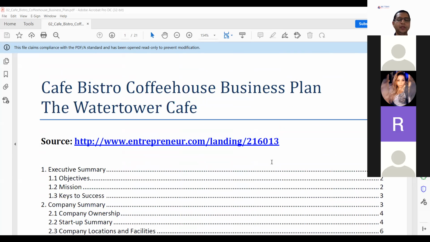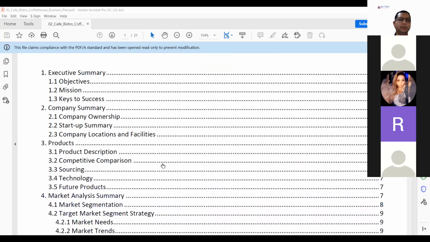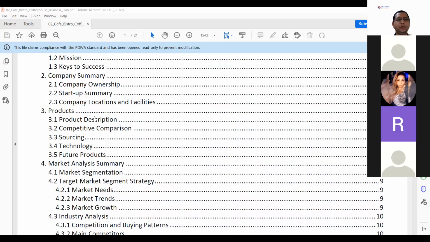All right. Thank you. So this is how a business plan looks like. This business plan is prepared for a cafe bistro coffee house. So this part you ignore. The business plan starts with your executive summary. So in the executive summary part, you can explain all this information. Then you come to number 2, your company summary. You can put the information on ownership, startup summary, etc., company location and facilities.